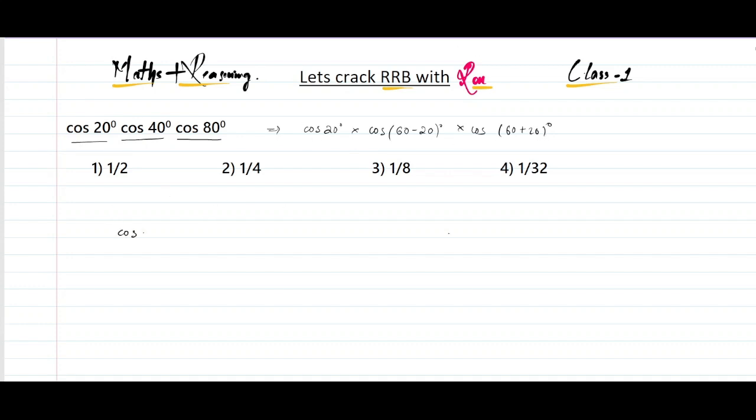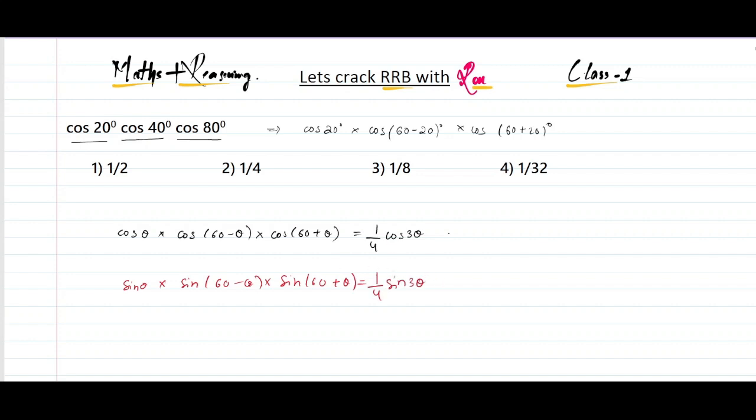Remember this: cos theta multiplied with cos 60 degrees minus theta multiplied with cos 60 degrees plus theta. This result equals 1/4 of cos 3 theta. Similarly, if you want sine, in the place of cos you will write sine: sine theta multiplied with sine 60 degrees minus theta multiplied with sine 60 degrees plus theta equals 1/4 of sine 3 theta. Similarly for tan also.